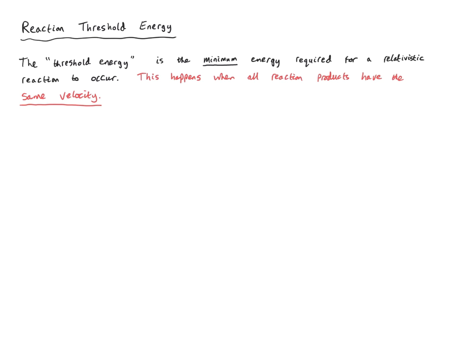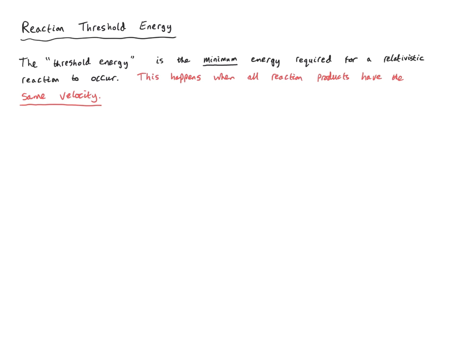Well, in this scenario, one can find a frame of reference where all of the products are at rest, and hence they would have the minimum kinetic energy, which would be equal to 0 in this frame of reference. The total energy of the products would therefore just be the sum of the rest mass energies, and this is the minimum that it can be.